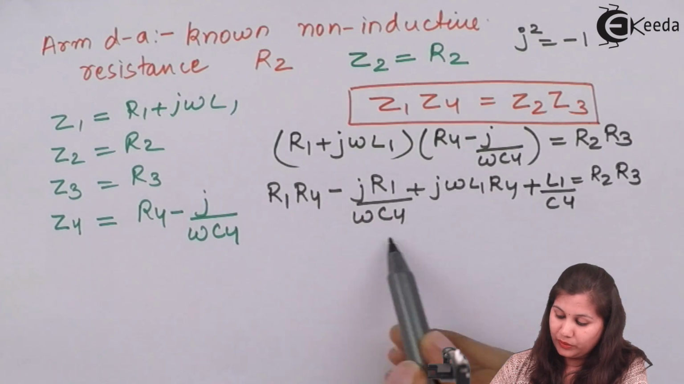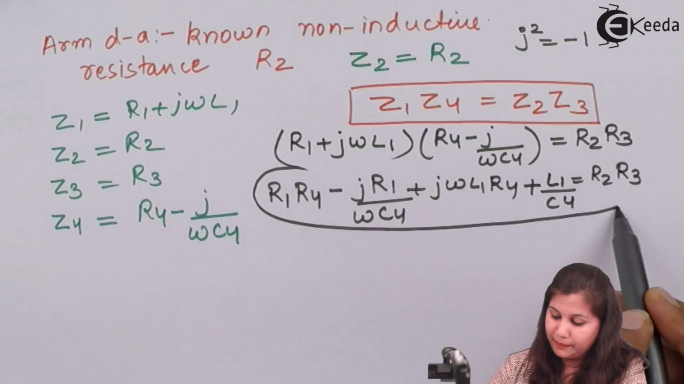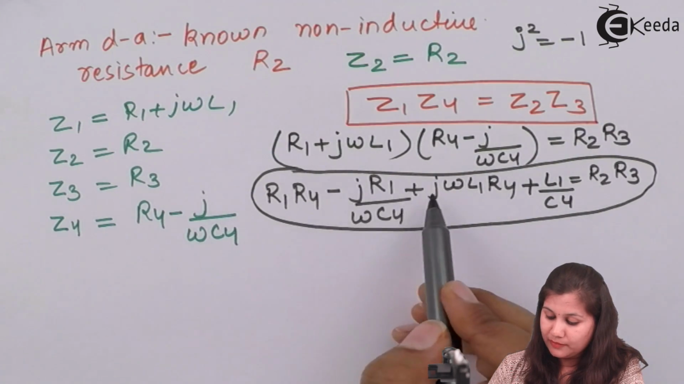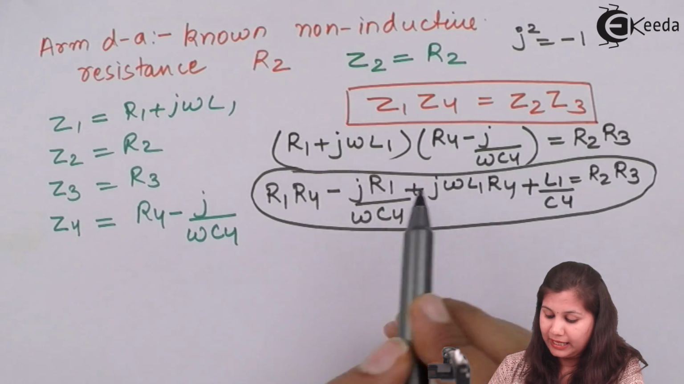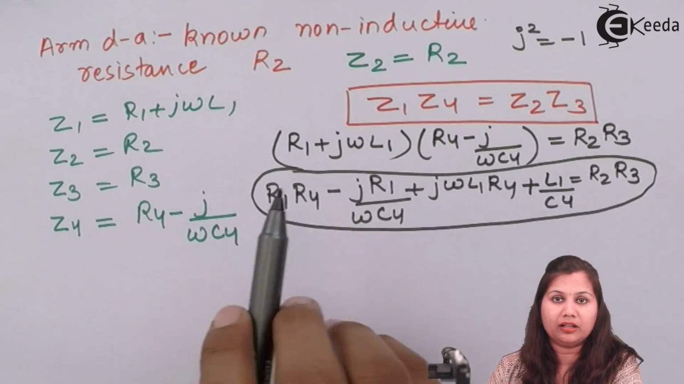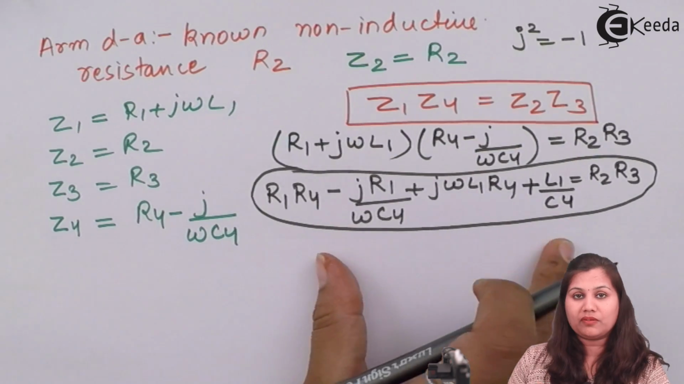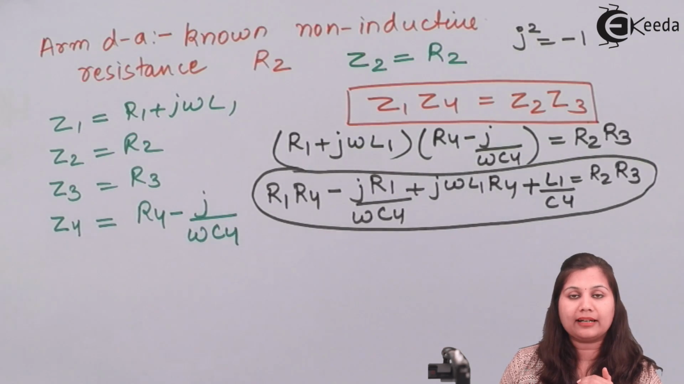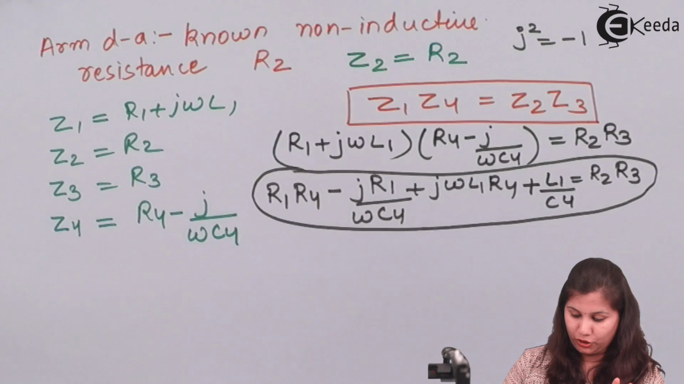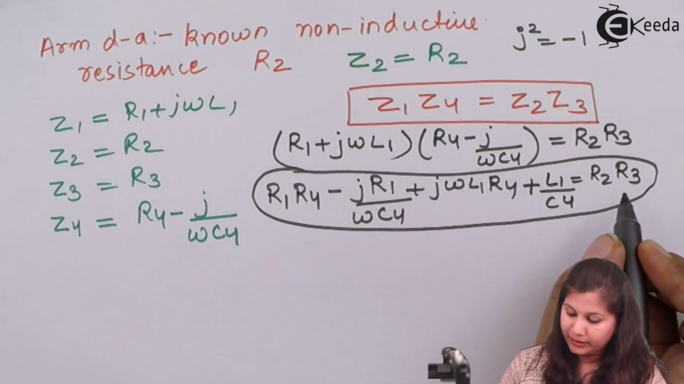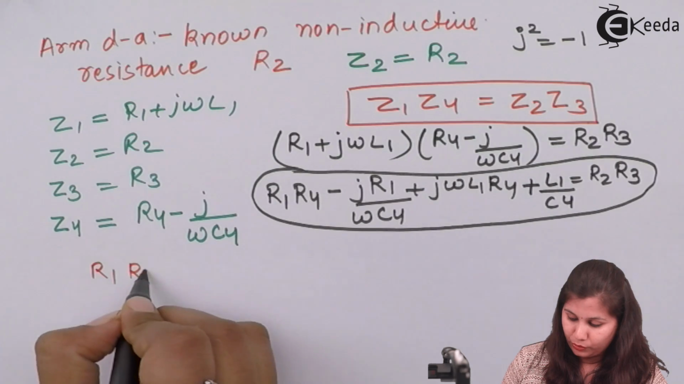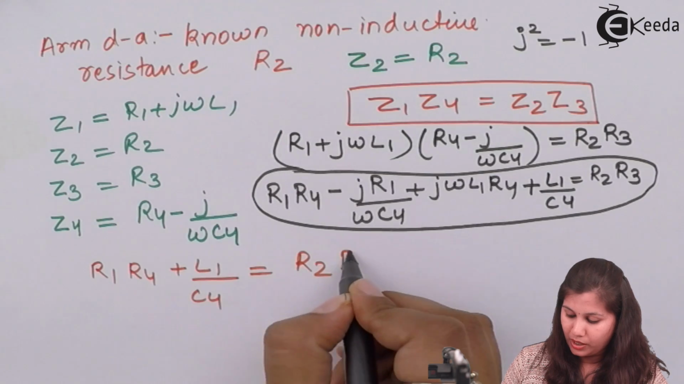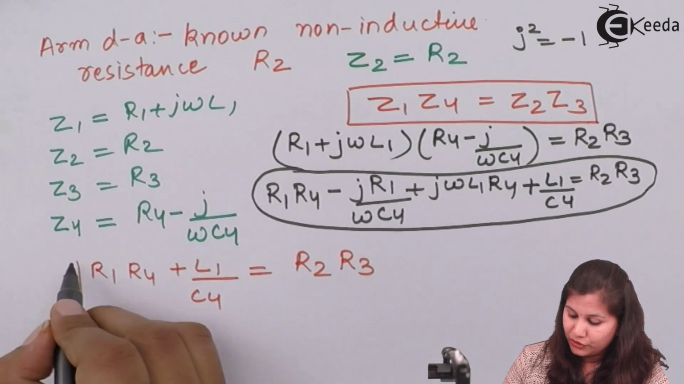Now in this equation you can see we are having the imaginary parts also and real parts also. Imaginary parts are those terms which are having the j omega term in it and real parts are without the j omega term. So from this equation we will get two other equations. One is having only the real parts and other is having only the imaginary parts. So if we equate the real parts, R1 R4 plus L1 upon C4 is equal to R2 R3. This is one equation.